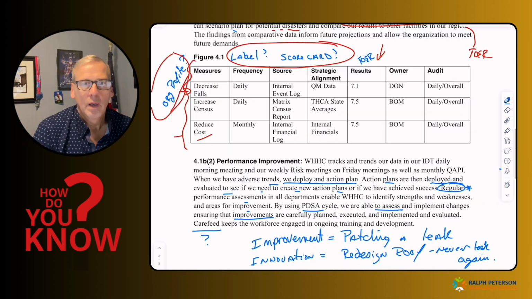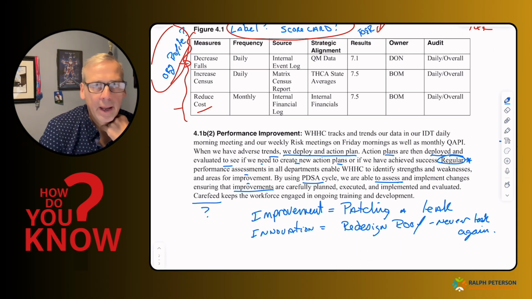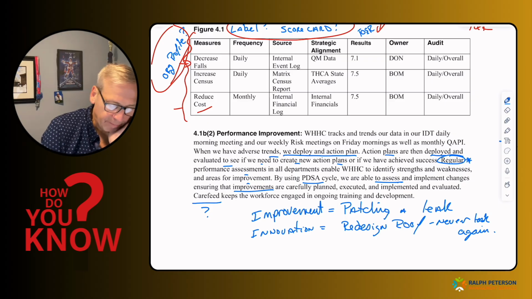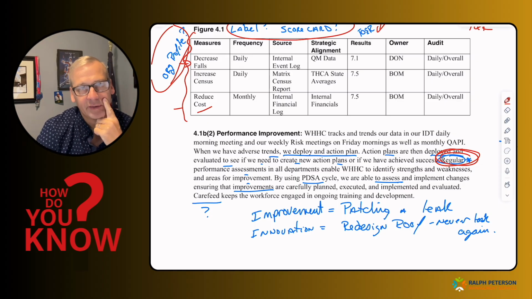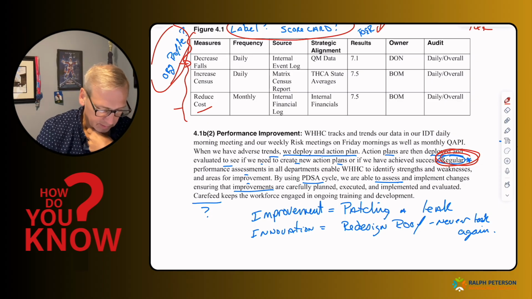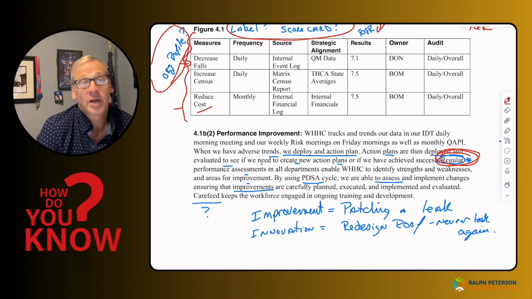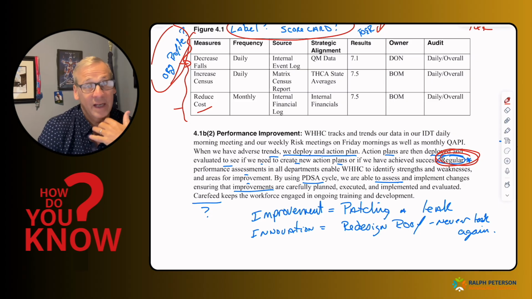Okay. Regarding 4.1b2, first of all, let me just highlight this. Take that word regular out. Never use it again. It'd be better that you put an actual time frame. Like regular performance assessments. No, just say performance assessments, and don't even use the word regular. Just say performance assessments in all departments. Right, that'd be better.